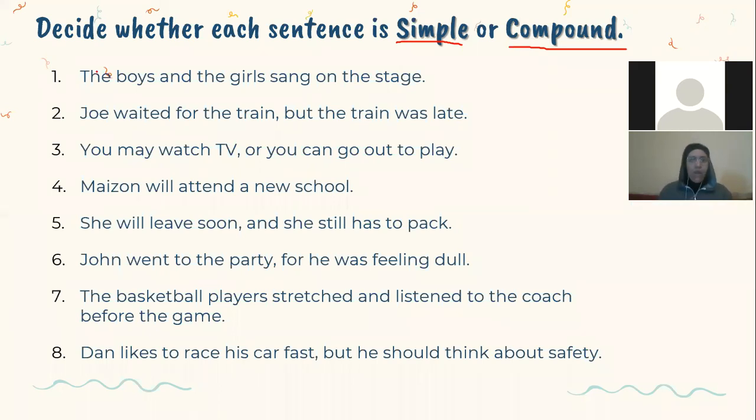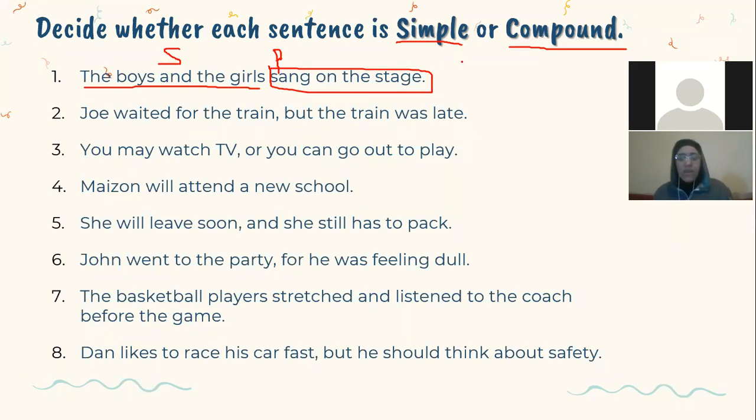Let's see. Ask yourself, who is the sentence talking about? The boys and the girls. This is the subject. What is the sentence telling me about the boys and the girls? Sang on the stage. This is the predicate. How many subjects and how many predicates do you have here? I have one subject and one predicate, and one complete idea. Then it's an independent clause or a simple sentence. It's not compound. It's a simple sentence.